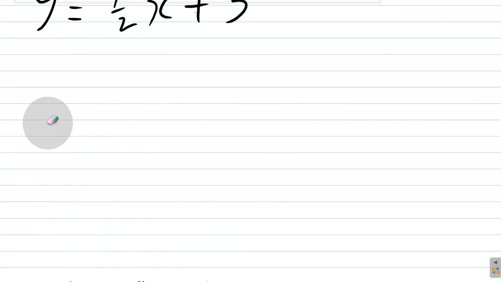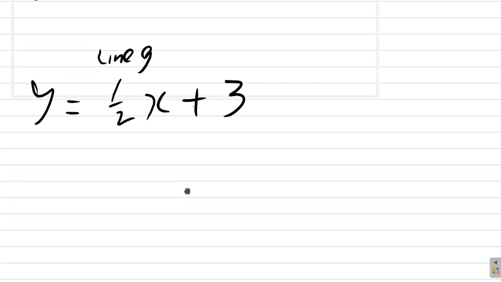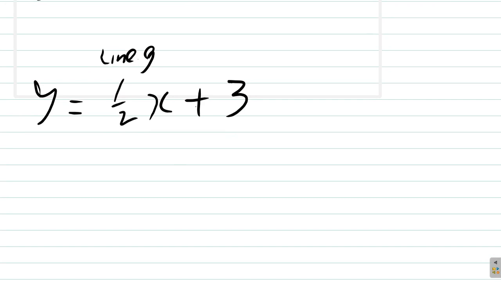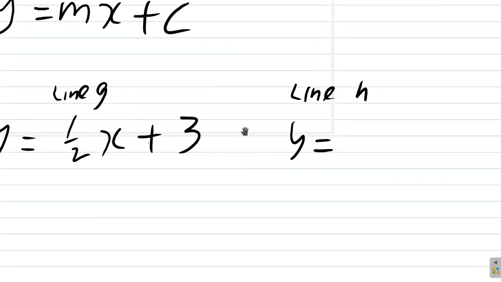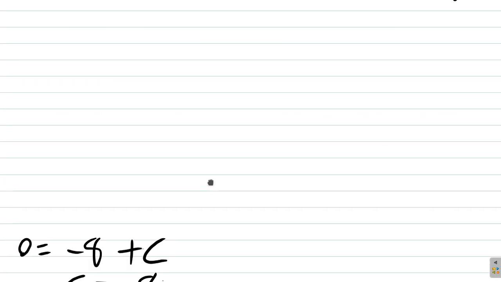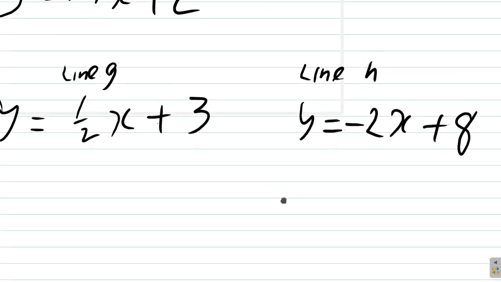So we have some space to work with. So for line G, y equals half x plus 3. For line H, y equals, what was it again? Negative 2x plus 8. Negative 2x plus 8. Alright, so we have this written down, so we can erase it.